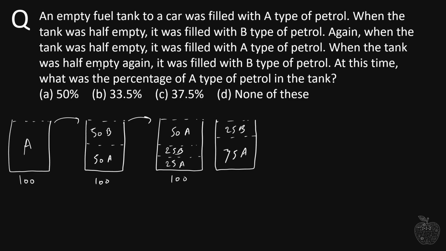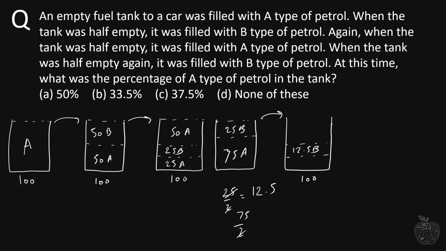When the tank was half empty again, now the tank is half emptied again. So that means the volume is 100 and only 50 is left. But out of this 50, how much is A and how much is B? When the tank is half empty, that means half of B is gone and half of A is gone. So half of 25 is 12.5. So out of this 50, 12.5 is B and half of A, that means 75 by 2, we get 37.5 is A.